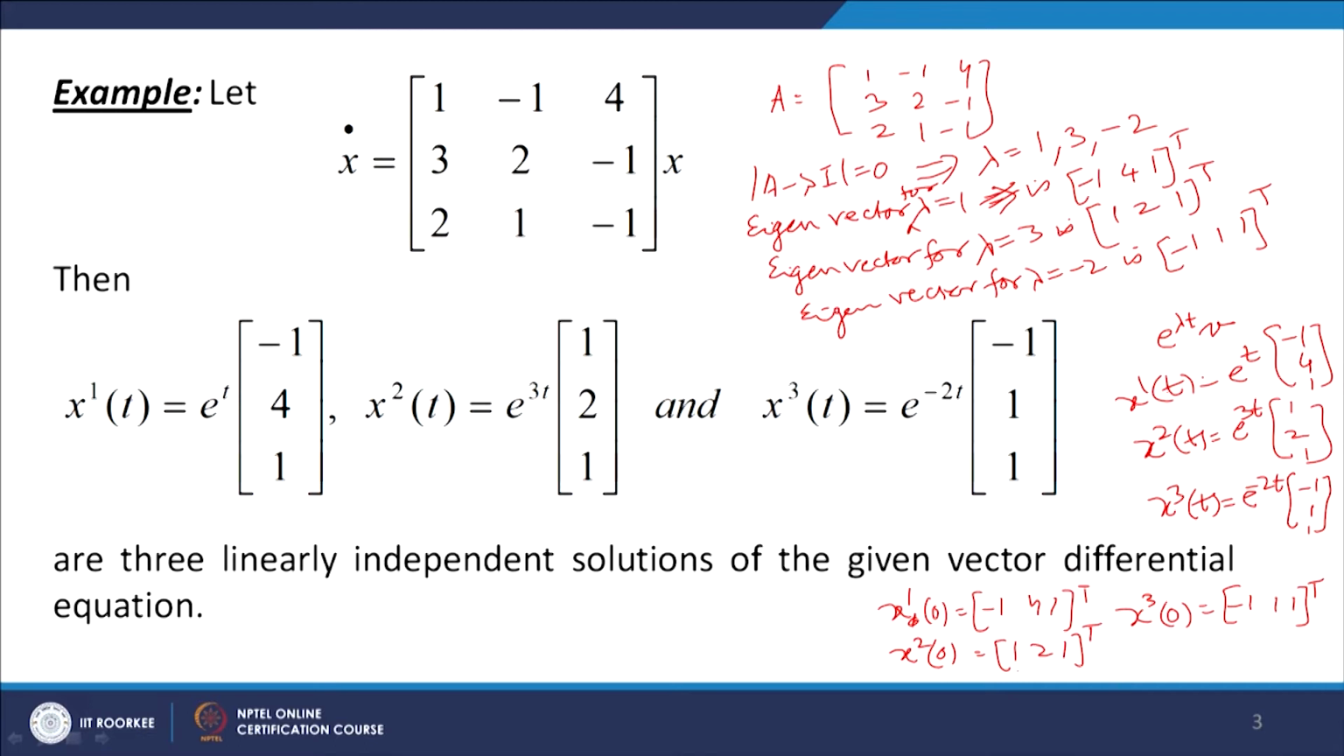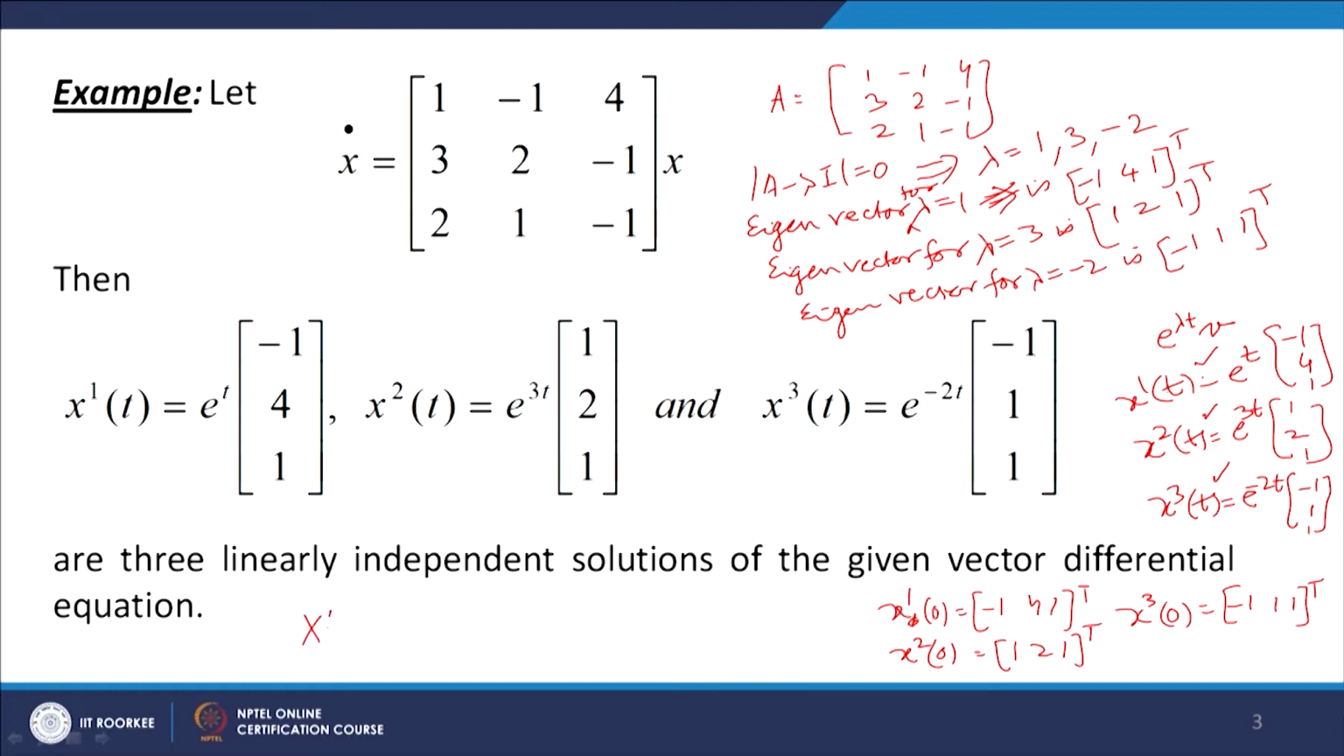The three vectors x1(0), x2(0), x3(0) are linearly independent, because they are eigenvectors corresponding to the distinct eigenvalues 1, 3, -2. So these three vectors are linearly independent, and therefore x1(t), x2(t), x3(t) are linearly independent solutions of the given vector differential equation. Now, we can write a fundamental matrix.